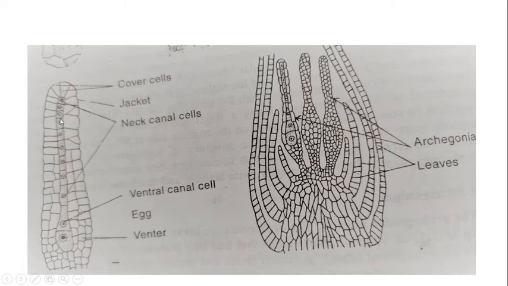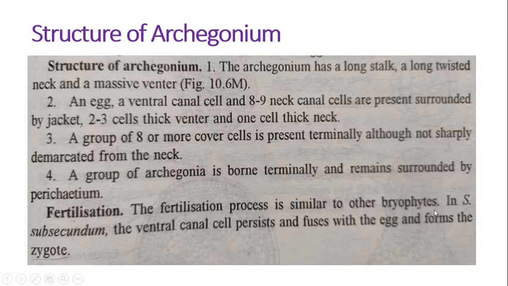You can see that this is a single archegonium. The archegonium structure is the same, showing a bulbous venter and a long neck, and the venter shows the presence of a single egg. Above the egg, a ventral canal cell is present and a few neck canal cells are present, and they are covered by the cover cells. The cover cells may be 8 to many. So this is the structure of the archegonium.